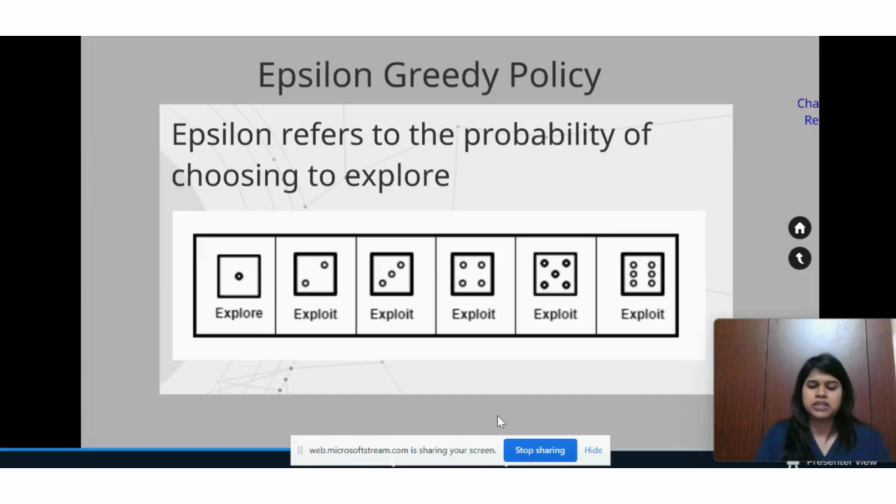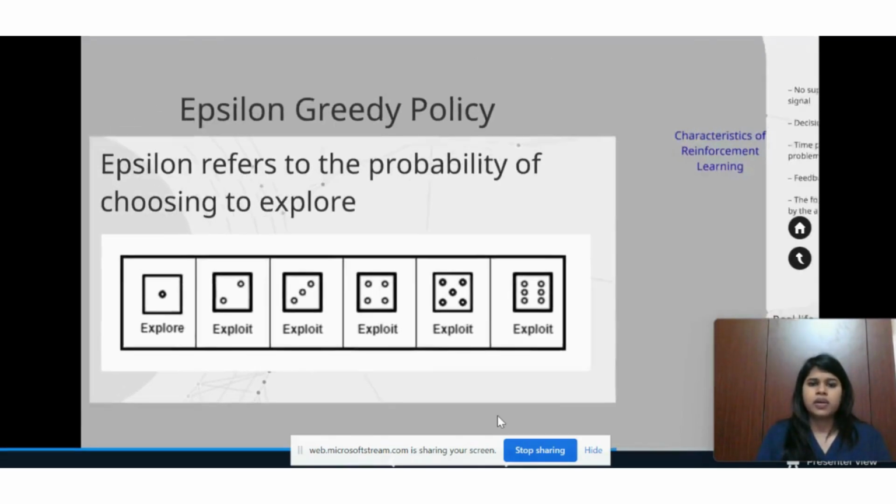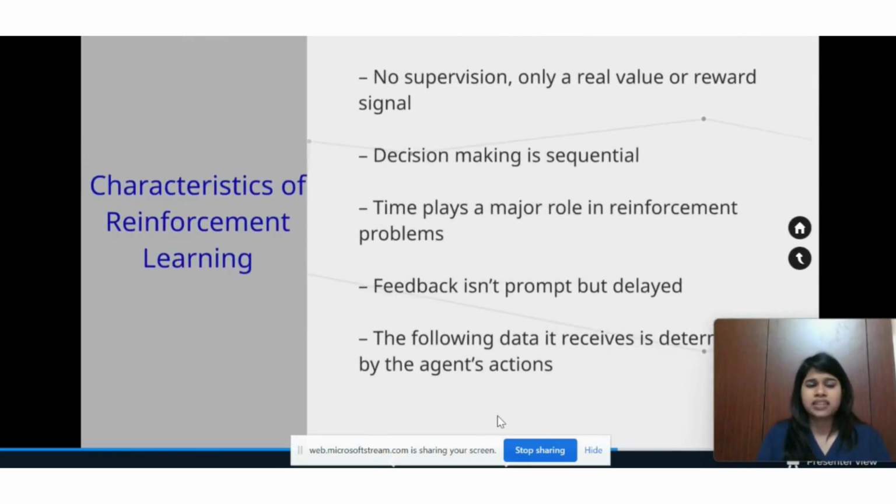So this is the overall picture about reinforcement learning. Now let's quickly look into the characteristics of reinforcement learning. Characteristics of reinforcement learning is that there is no supervision at all, as in case of other machine learning algorithms. It actually learns by itself based on the supervision of the environment or the reward it is going to get. It's not an actual supervisor.